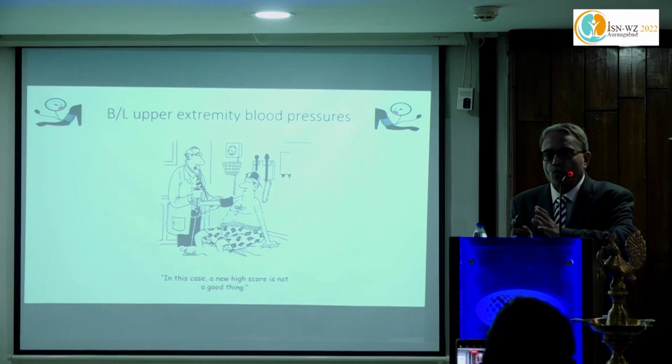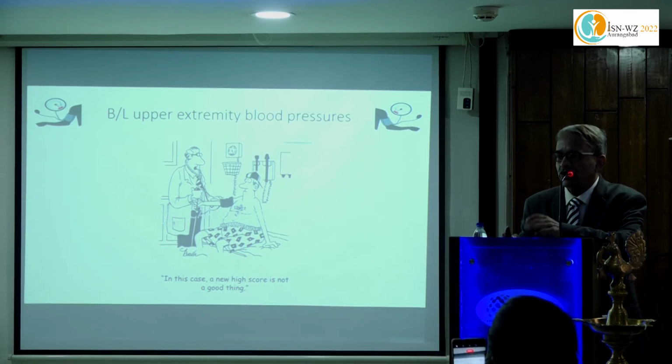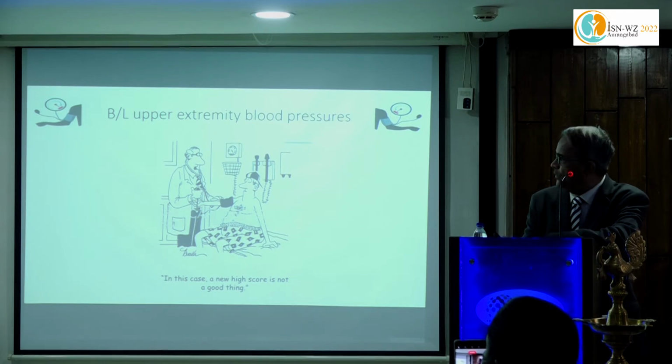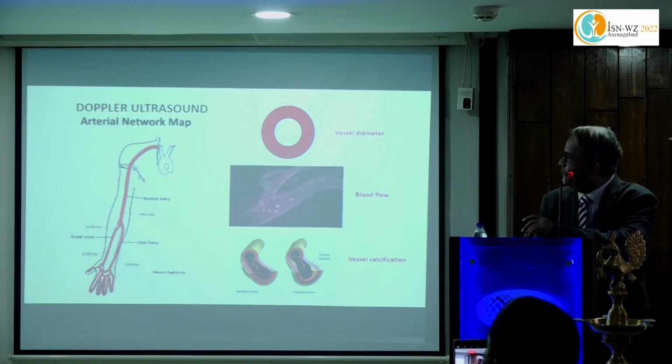Check blood pressure on both arms. A difference between the two arms in systolic pressure of more than 20 millimeters of mercury indicates that the person has some arterial disease. So this is a very crucial thing, a 20 millimeter of mercury difference. And then color Doppler of the arterial system.